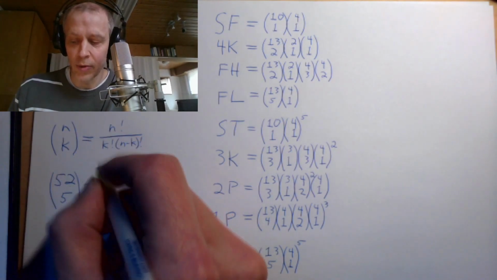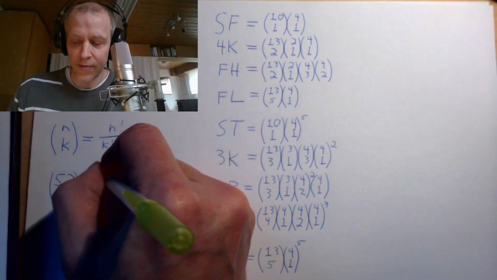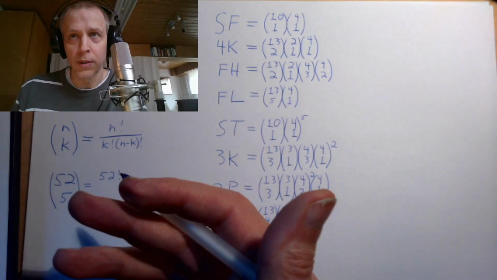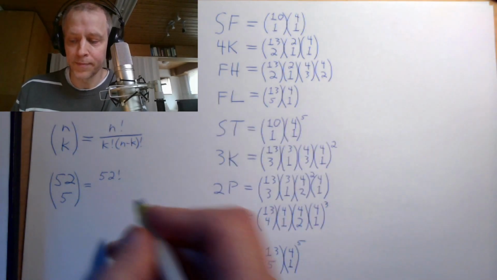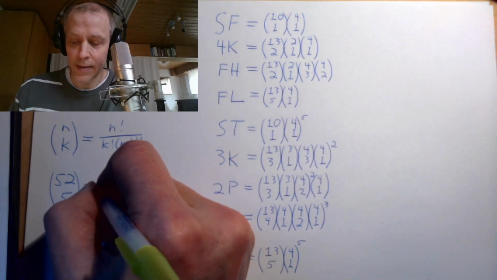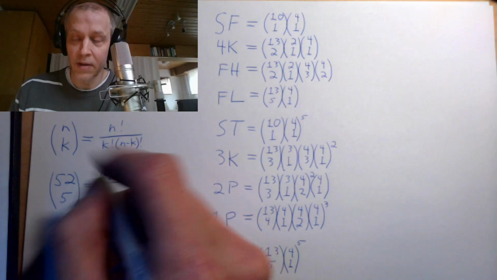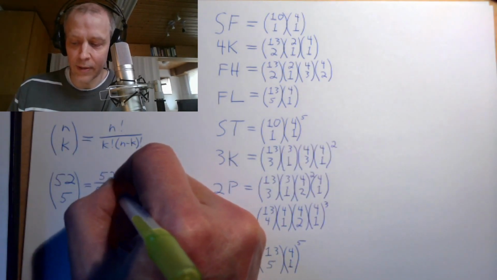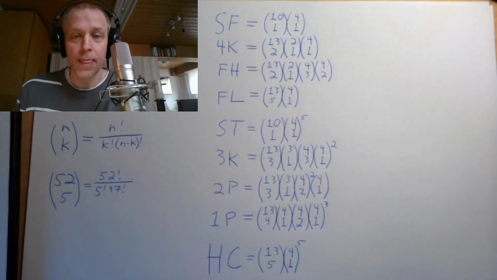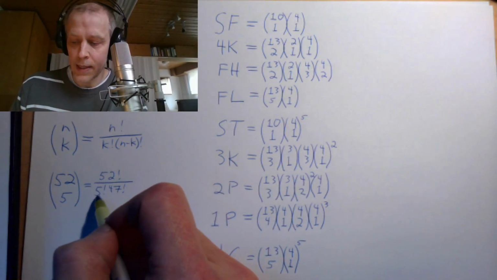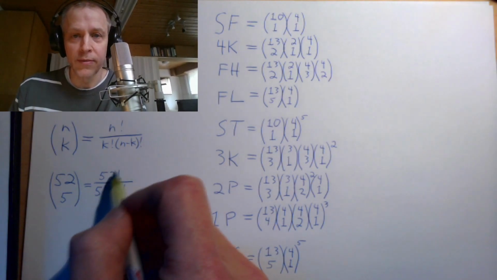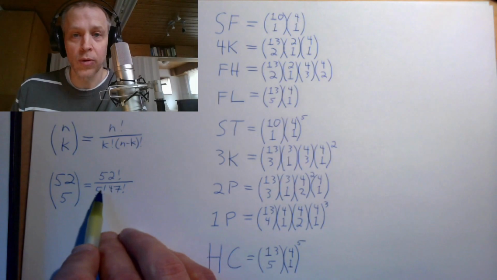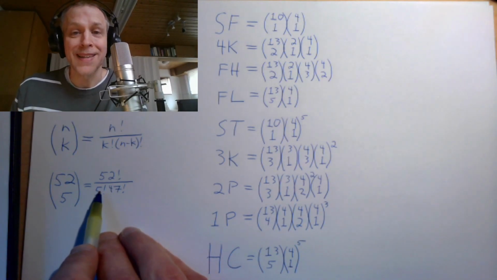Now I would just write out this definition here. So I have 52 factorial, which just means 52 times 51 times 50 times 49 all the way down to 1, divided by 5 factorial, 5 times 4 times 3 times 2 times 1, divided by 47 factorial. You might be interested in why we're doing this division here.